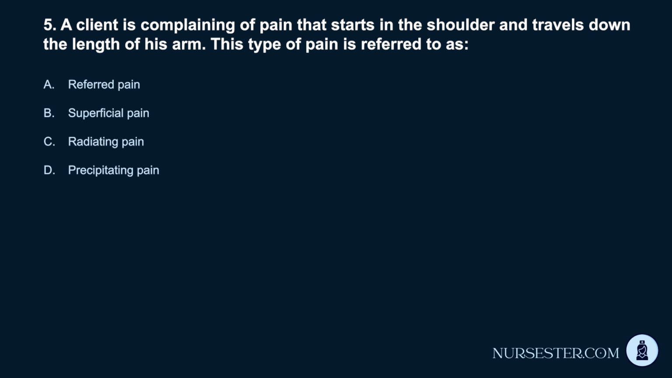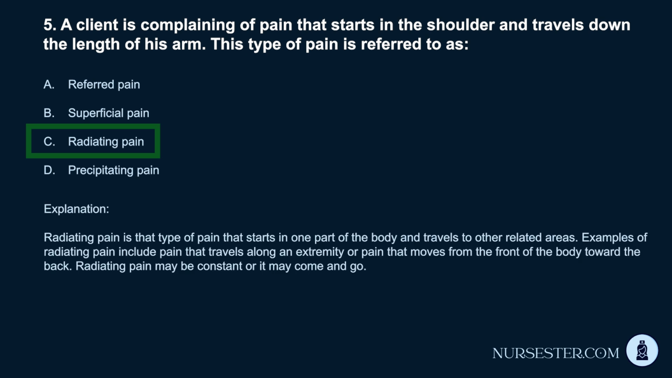5. A client is complaining of pain that starts in the shoulder and travels down the length of his arm. This type of pain is referred to as A. Referred pain. B. Superficial pain. C. Radiating pain. D. Precipitating pain. Correct answer: C. Radiating pain.